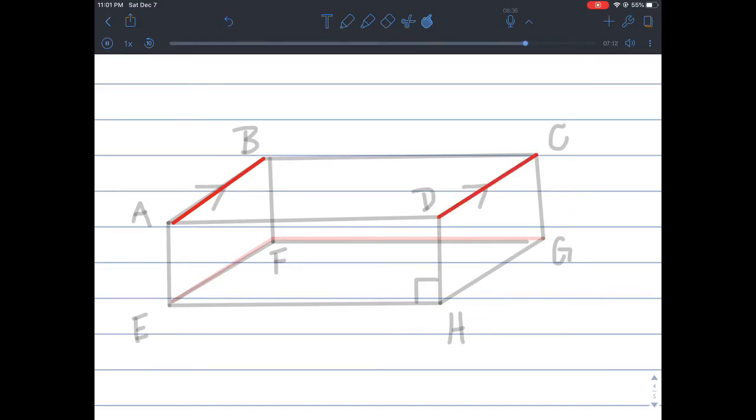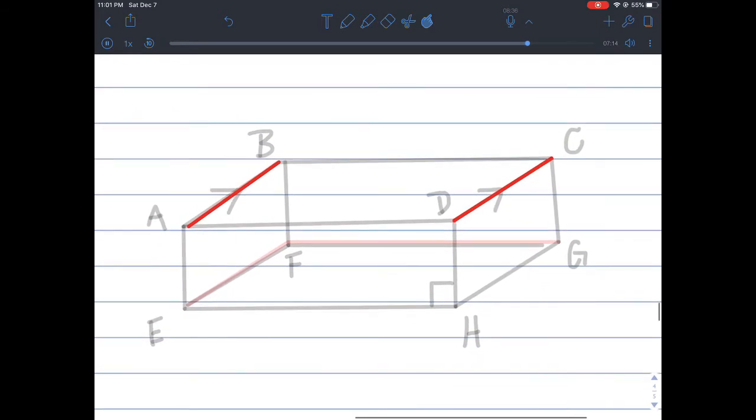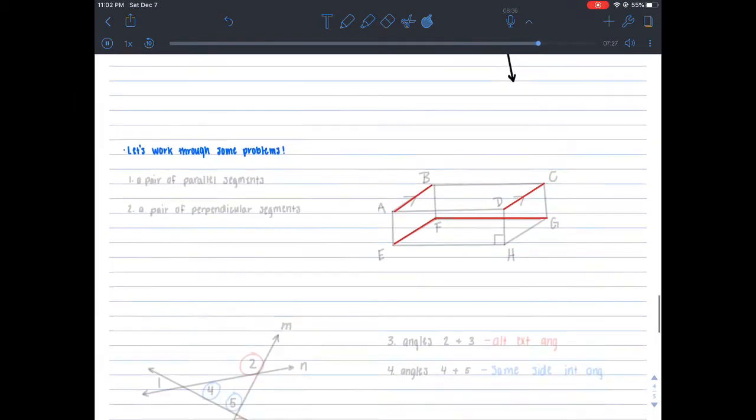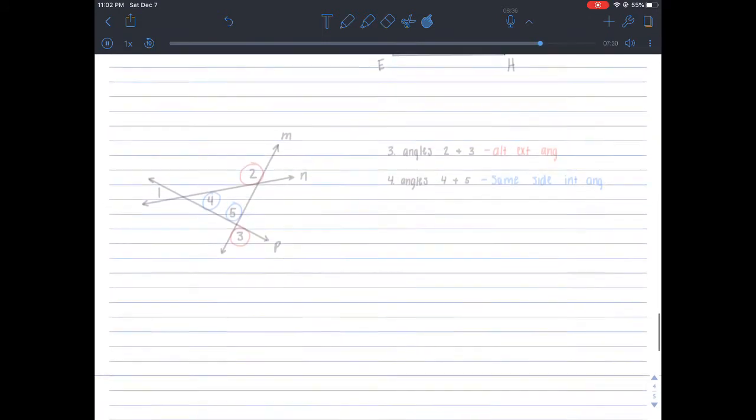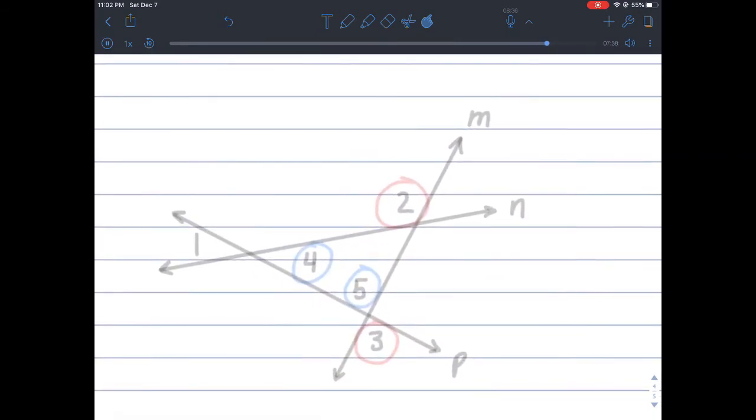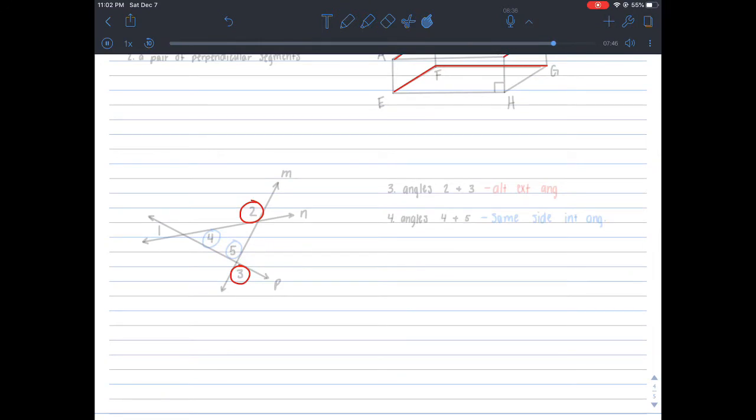Number 2, a pair of perpendicular segments. A pair of perpendicular segments on the diagram to the right will look like this. Segment EF and segment FG. Now we're going to go on to the angles section. For number 3, we're going to identify what angles 2 and 3 are. On the diagram to the left, you will see angles 2 and 3 circled in red. These 2 angles are alternate exterior angles.